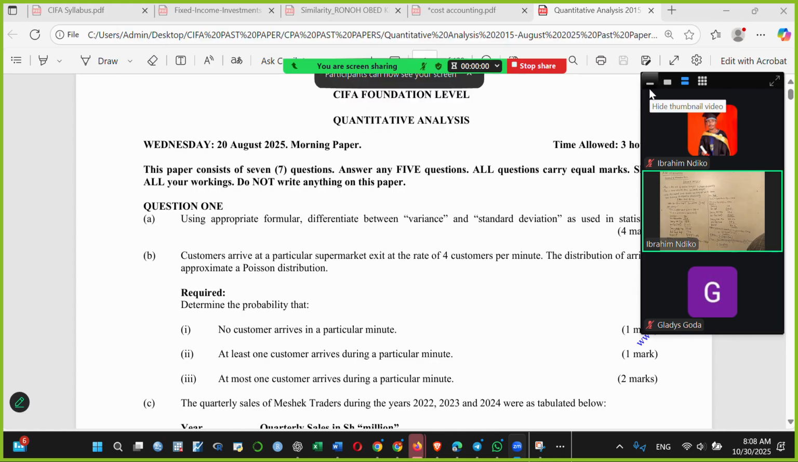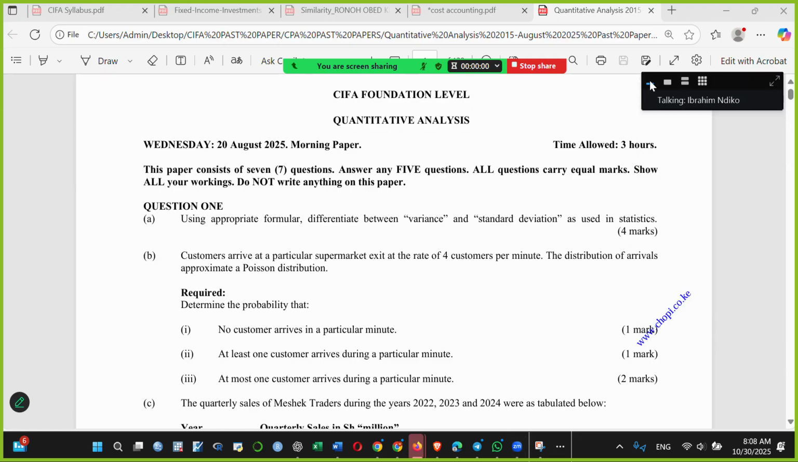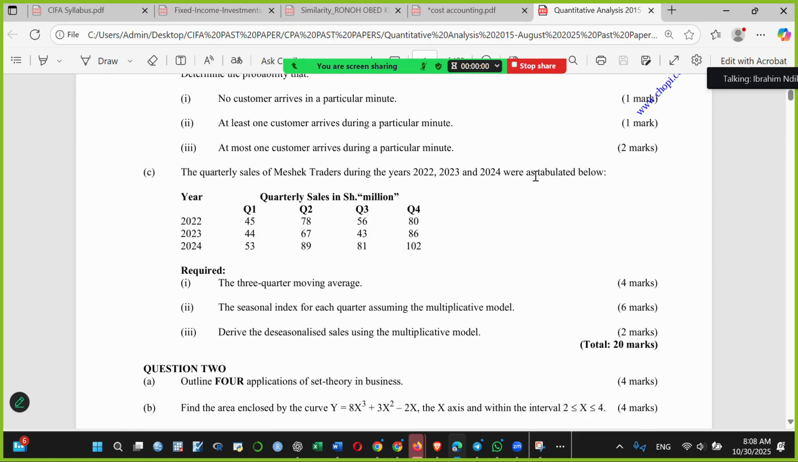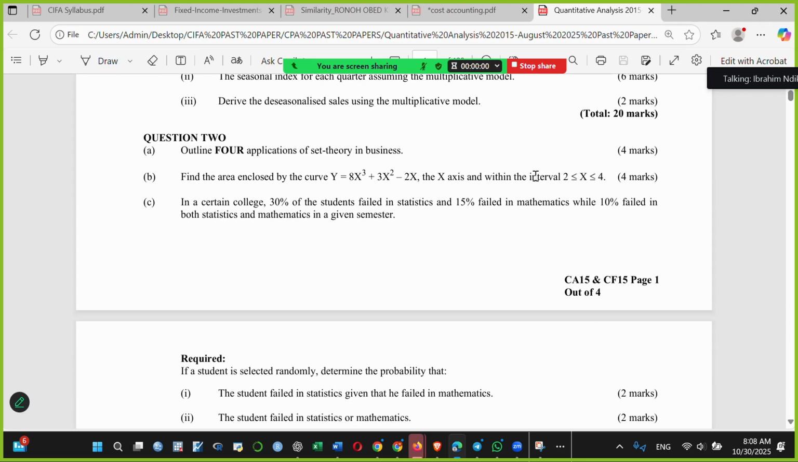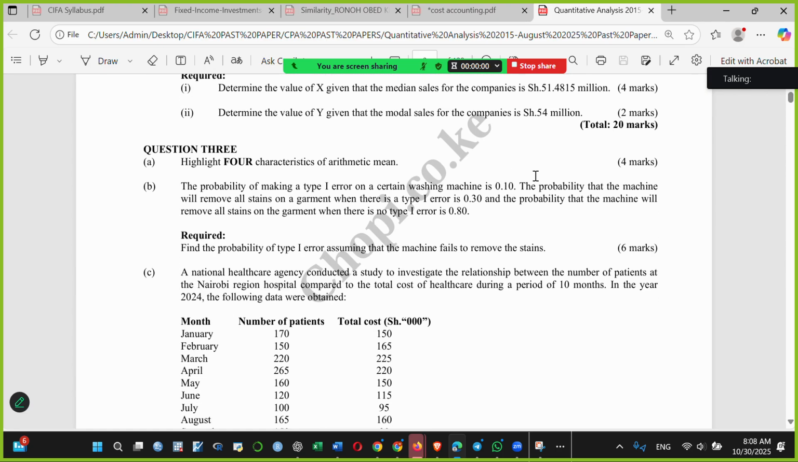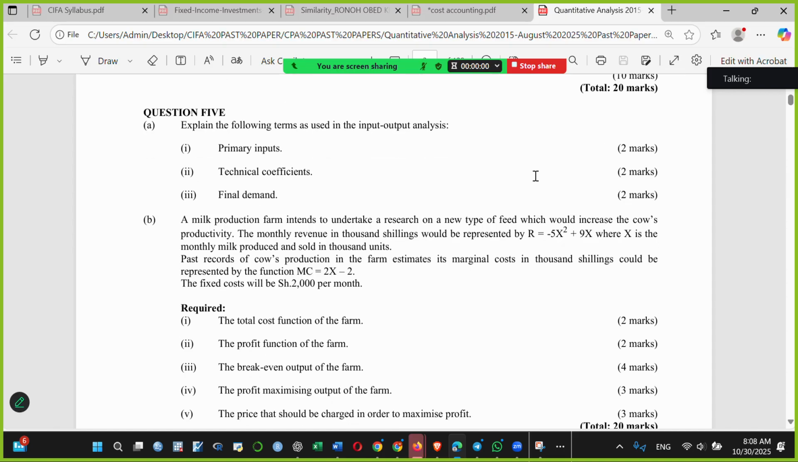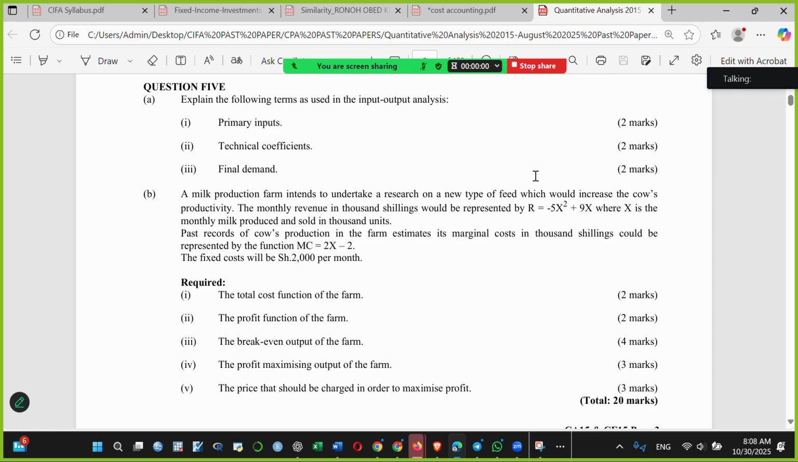So that is the question for August 2025. Question number 5B. So August 2025 question number 5B.